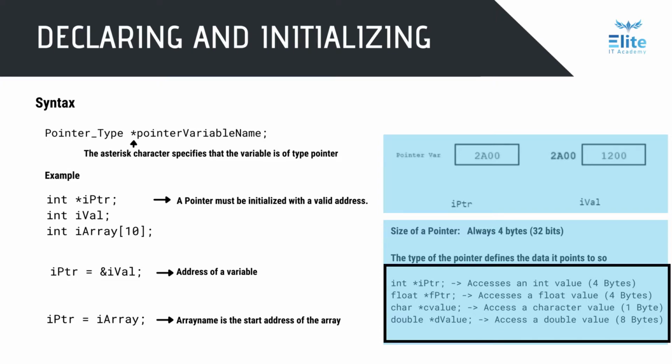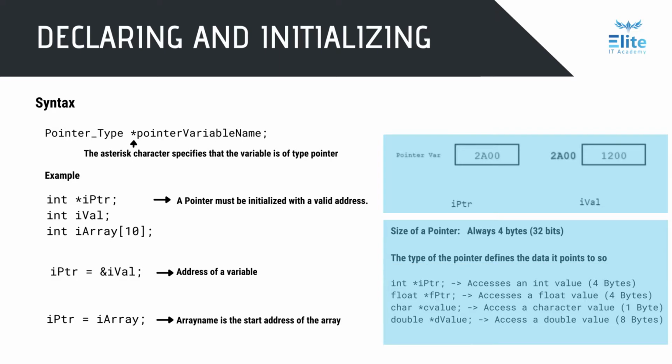So int *iptr is also stated as int pointer iptr. It is a pointer variable called iptr that contains an address to an integer value. A float *fptr is a pointer variable that contains an address to a float value. A struct employee_record *epointer is a pointer variable called epointer that contains an address to a struct employee_record data.